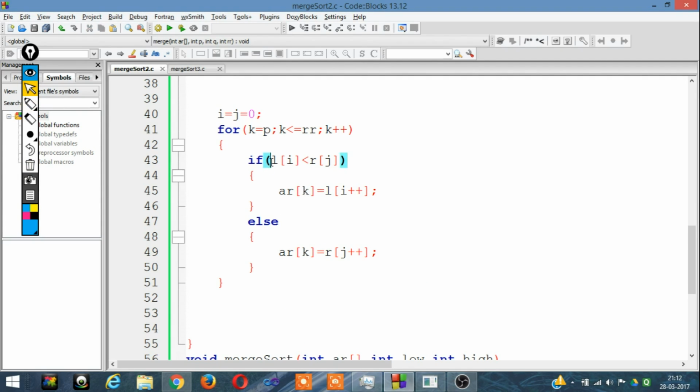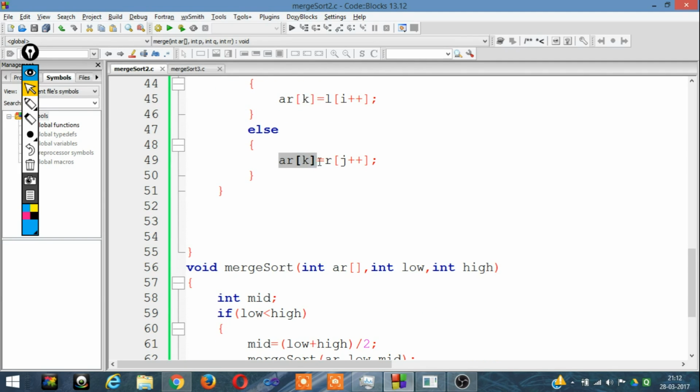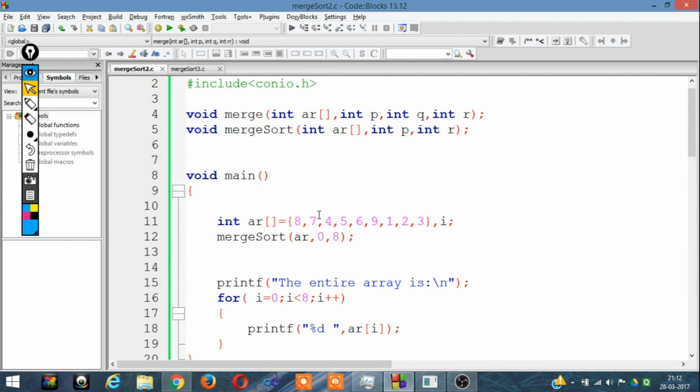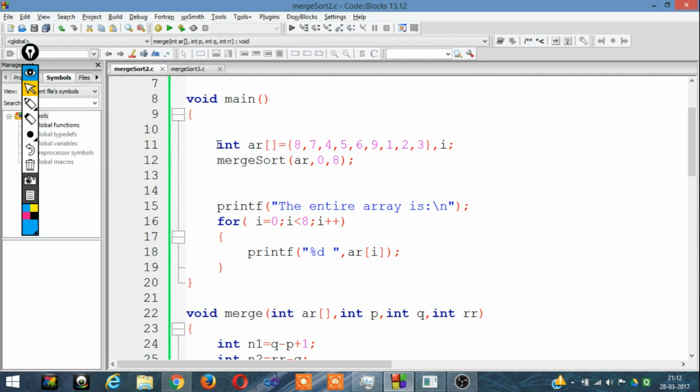So if L of I is less than R of j, then do this, else AR of k is equal to R of j plus plus, means if the element in the left subarray is less than the element in the right subarray, then in the final array put in the element of the left subarray, else put in the element of the right subarray. So in this way we are merging the two sorted arrays, and yep, this is how the program works.